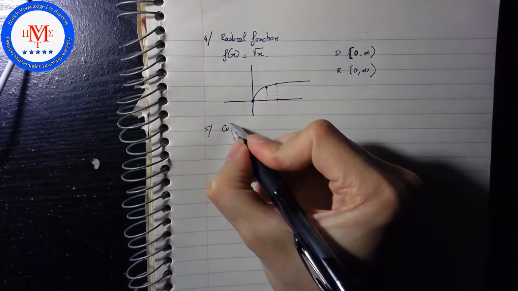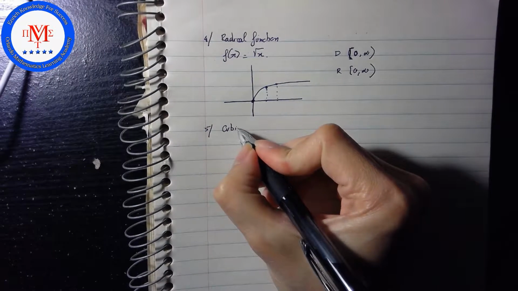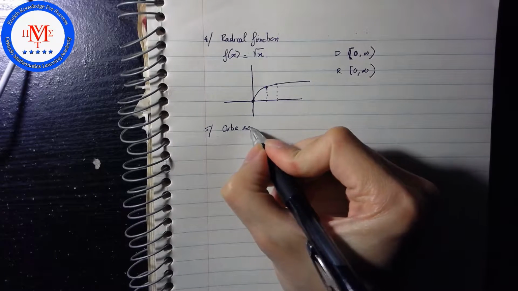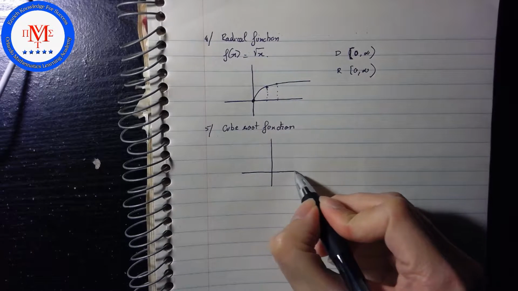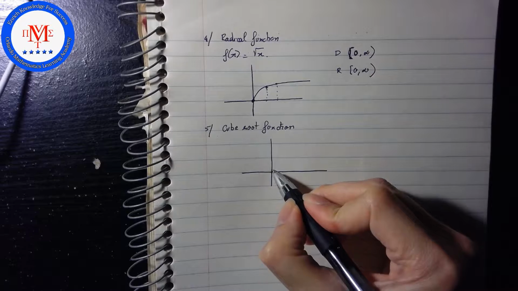Cube root function. I just want the graph of the cube root function, which can be obtained from the table, and it looks like this.